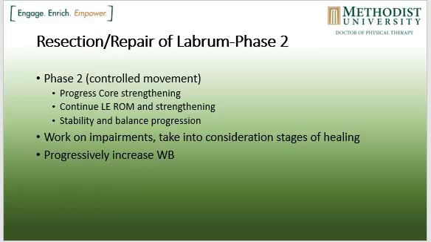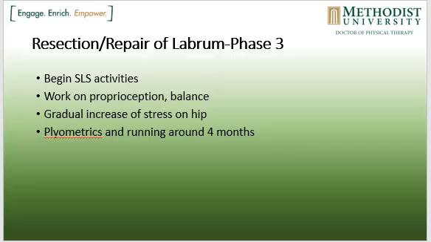During the second phase of rehab, where you're trying to gain controlled movement, you can progress core strengthening, continue lower extremity range of motion and strengthening, and begin to work on stability and a balance progression with these patients. At this point, you work on their impairments, but you again need to take into consideration the stages of healing and where they are in that healing process. Once you are allowed, you can progressively increase the amount of weight bearing on that joint.